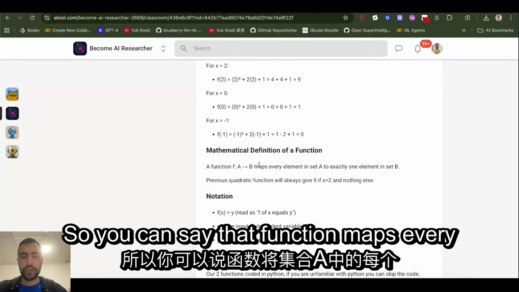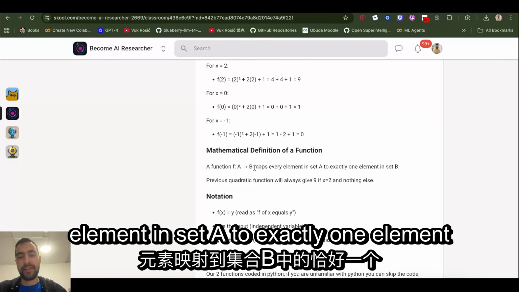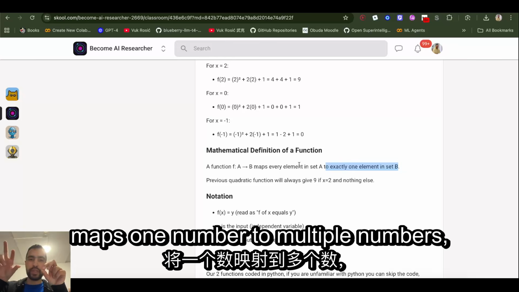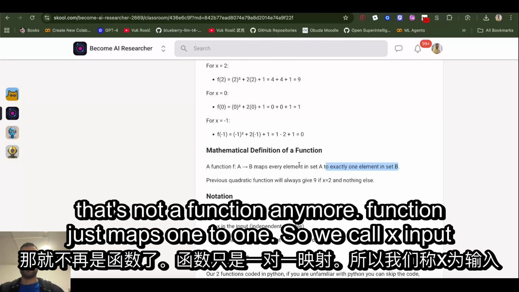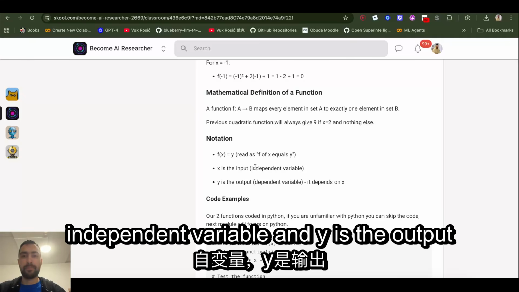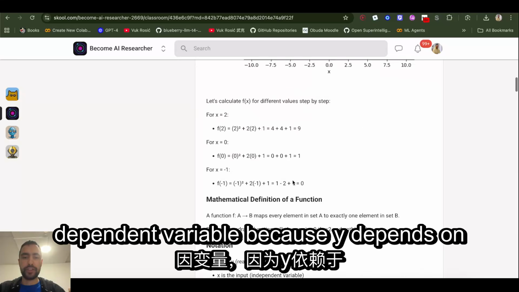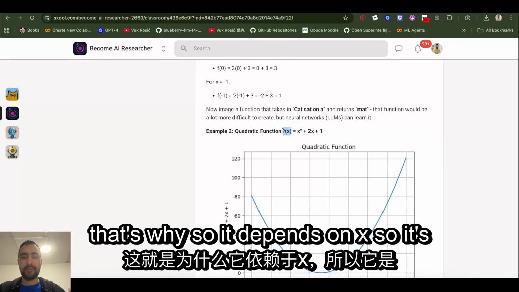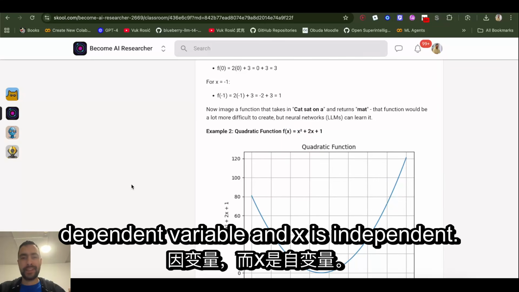So you can say that a function maps every element in set A to exactly one element in set B. If you have something that maps one number to multiple numbers, that's not a function anymore. A function just maps one to one. We call x the input, the independent variable, and y is the output, the dependent variable, because y depends on x. As I said, y is this f of x. So it depends on x, so it's the dependent variable, and x is independent.